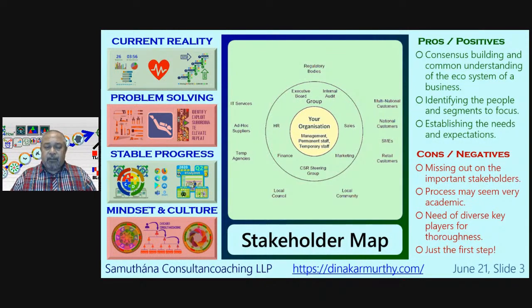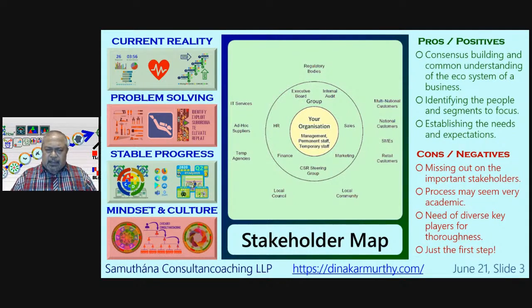And the third benefit of stakeholder mapping is to establish the needs and expectations of these people and segments whom we have identified. With these three benefits, I believe stakeholder mapping is a very important aspect of any business, to get a common understanding of who the stakeholders are and what their needs and expectations are across the organization with all the key players.